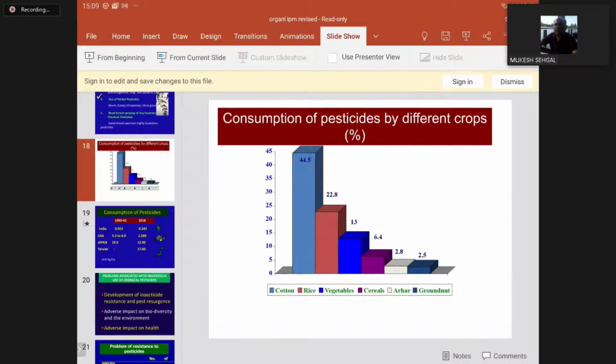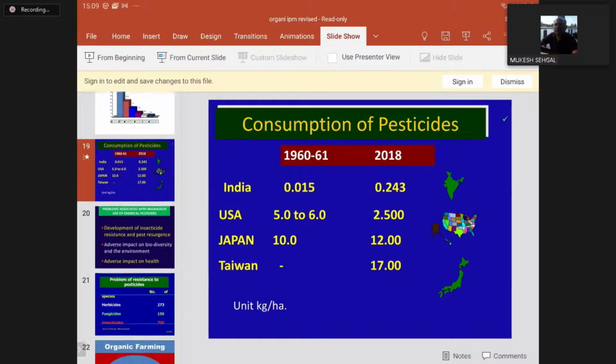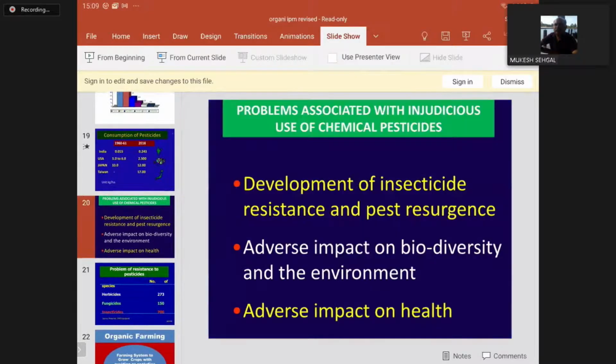Though you may be surprised, in India in 2018 we were using a lesser amount of pesticide per unit, kg per hectare, compared to USA, Japan and Taiwan. They are using very high amounts of pesticide, but we are using less. But what is the problem we have here? Why am I propagating organic farming in IPM? Because all of these develop resistance, pest resurgence, adverse impact on biodiversity and environment, and adverse impact on health.